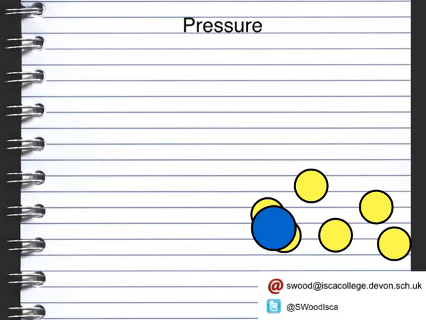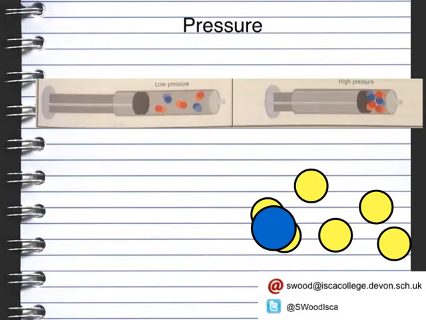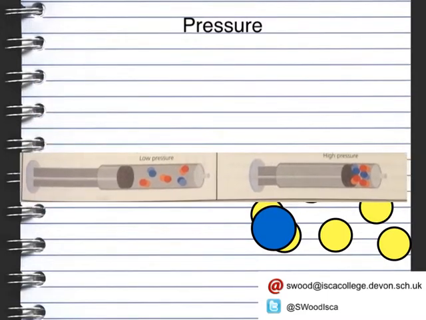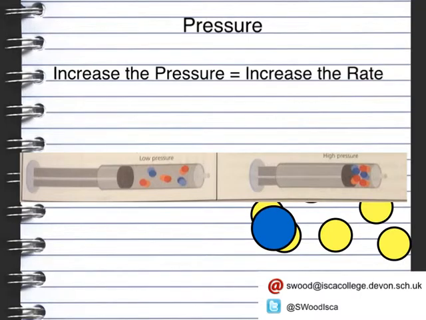So if we have a look here, we've got the low pressure, so the particles are quite well spread out. They can collide, but if we increase the pressure and put it at high pressure, they're closer together, so more chance of collisions. So if we increase the pressure, we can increase the rate. So increasing the pressure increases the rate.